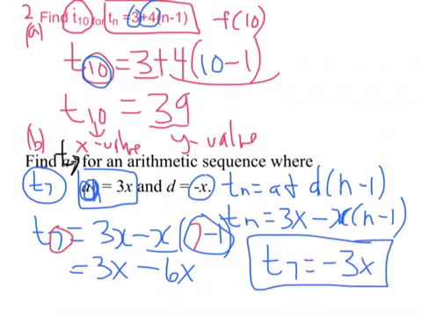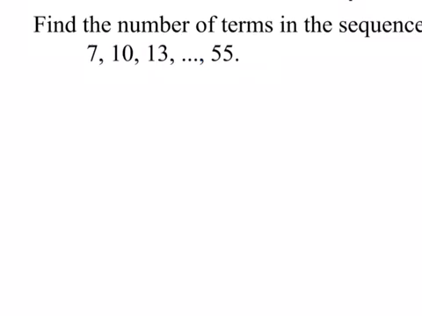Okay, so instead of having constants as values for A and D, you have variables, and that's perfectly fine to do. Okay, let's do another. Find the number of terms in the sequence 7, 10, 13, ..., 55. So this is T1, which is A. This is T2, this is T3, and this, we don't know, this is Tn. It's the last term value.